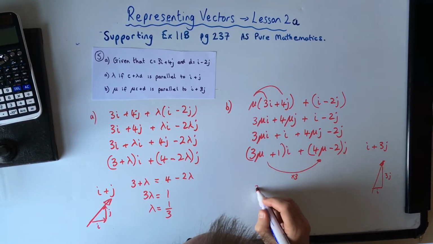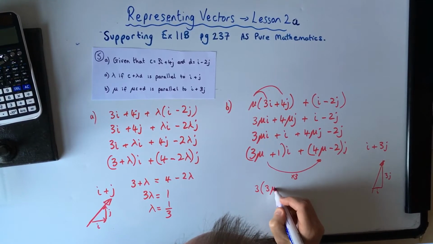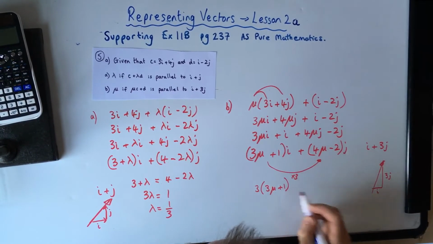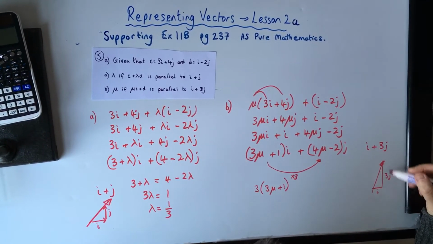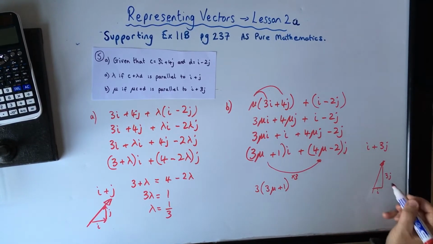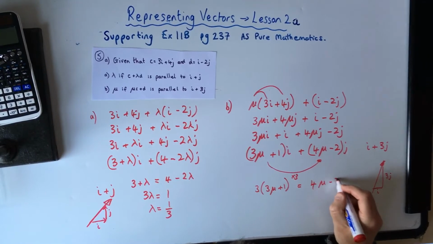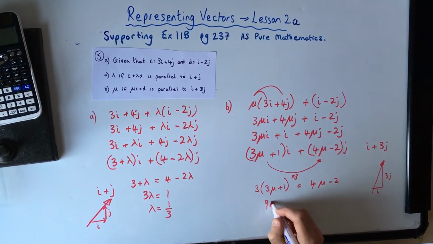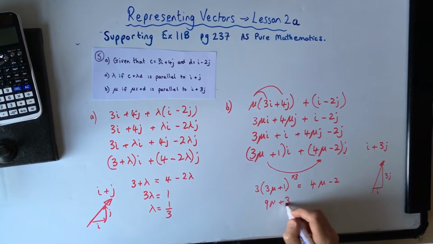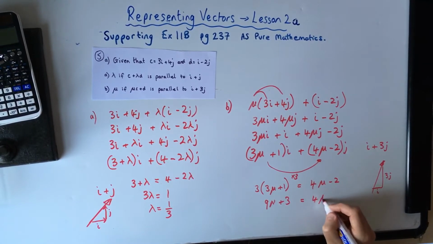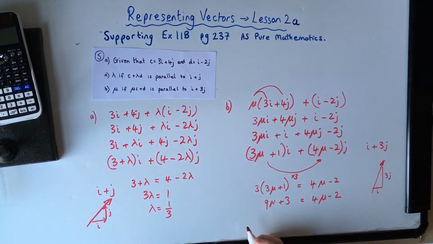So 3 lots of this, 3 lots of 3 mu plus 1, so in other words 3 lots of 1 would be equal to 3, wouldn't it? It's got to be equal to 4 mu minus 2. So 9 mu plus 3 is equal to 4 mu minus 2. And I hope this is on your page.